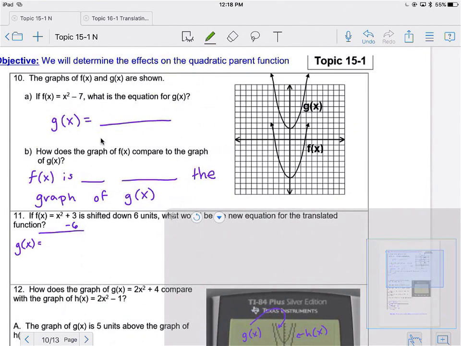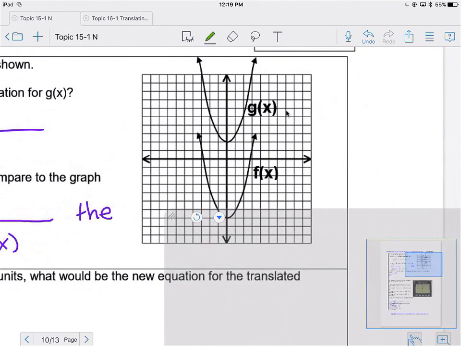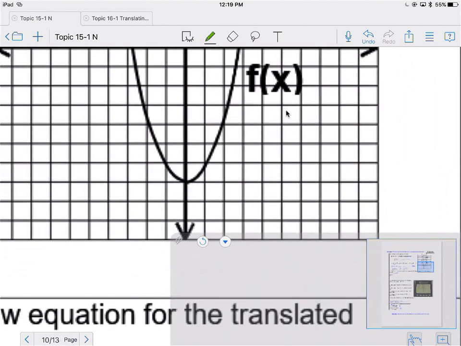Problem 10, we have a graph f of x down here and g of x up here. F of x is a graph x squared minus 7. What is the equation for g of x? One thing we have to watch out for is that sometimes, if we're not being careful or we're really trying to make things go our way, we think these graphs look different than they really are. So here's how you can check to see if one is stretched or compressed.